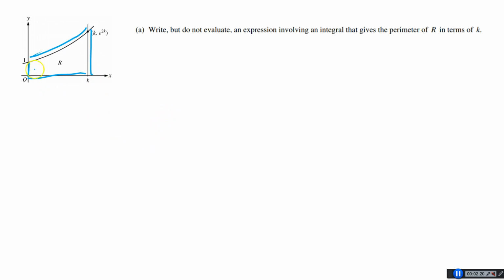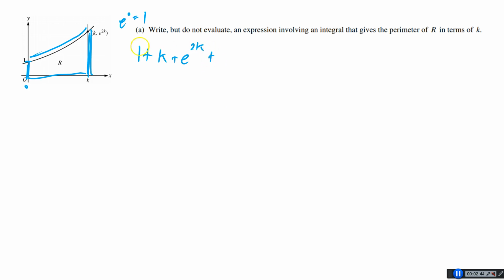So let's do the easy ones first, right? This guy right over here has a height of 1. You can double check that by plugging 0 into the function. e to the 0 is equal to 1, so that's definitely going to be 1. Plus the length along the bottom. Well, the length along the bottom goes from 0 to k, so k. And then at k here, the height of this line is going to be the function value at k, which is e to the 2k. They even gave it to you.